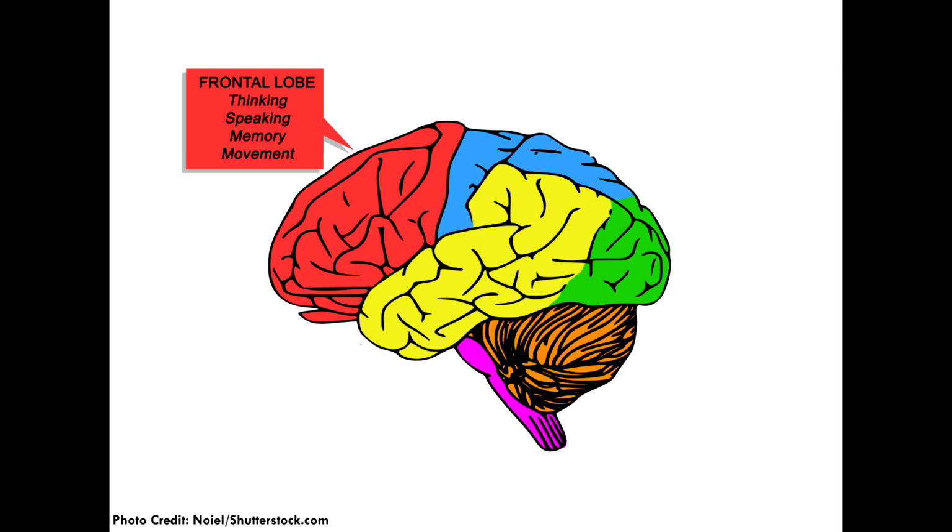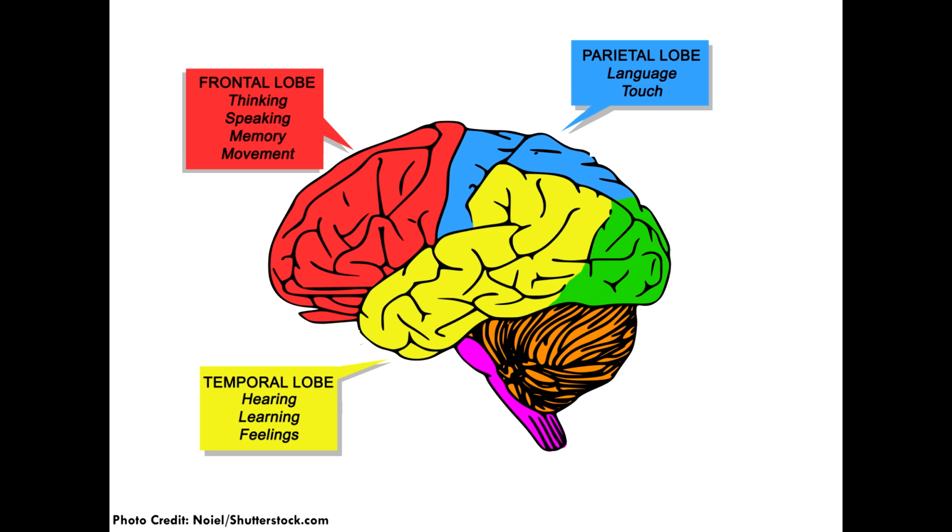Okay, we'll start in the front, so we'll go with the frontal lobe, which is represented in red, and it is responsible for our thinking, speaking, memory, and movement. And then right behind that in blue is the parietal lobe, and it's responsible for our language and processing touch. Then a little bit below that in yellow we have our temporal lobe, and it's responsible for hearing, learning, and processing our feelings. And then right behind that in green is the occipital lobe, and it is responsible for vision and how we perceive color, so color perception.